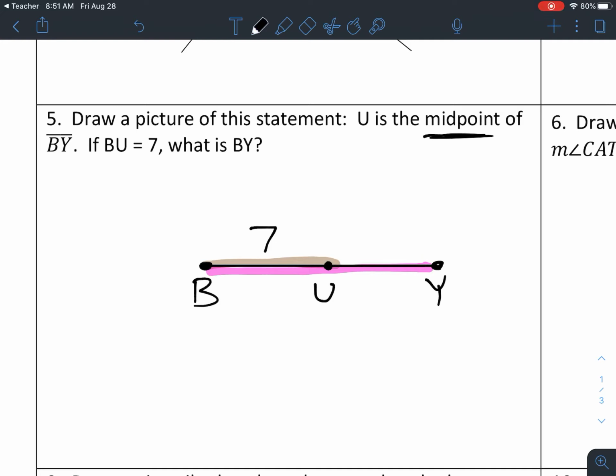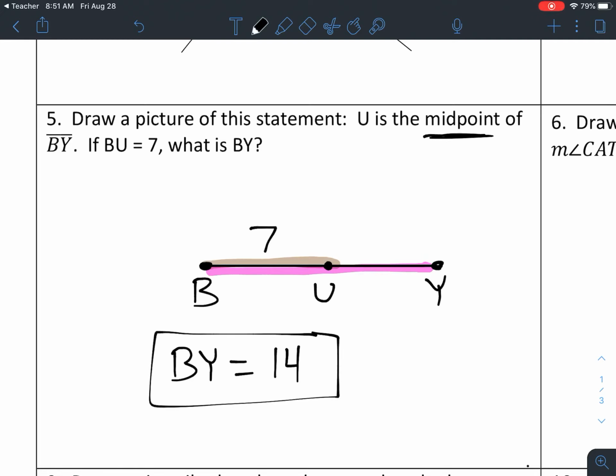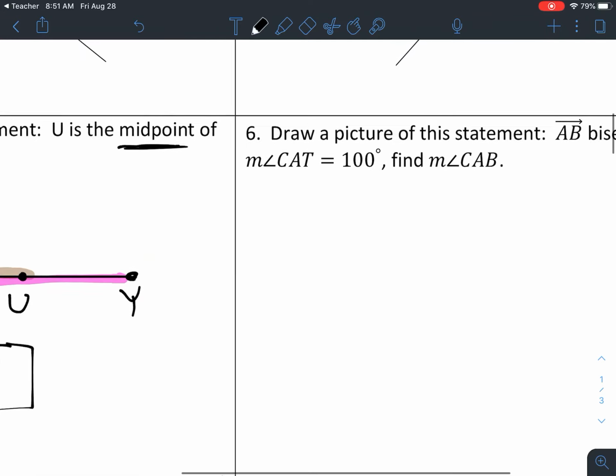So now this is where we have to do a little more math. They say BU, U is the midpoint, the middle. So on one side to the middle is 7. So how long would the whole thing be? Well, since there are 2 halves, we take 7 times 2, which means BY equals 14. Now, normally you tell me what the measurement is, inches, feet, whatever, but there's no unit of measure, so we just leave it as 14.